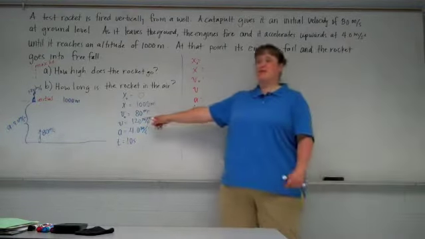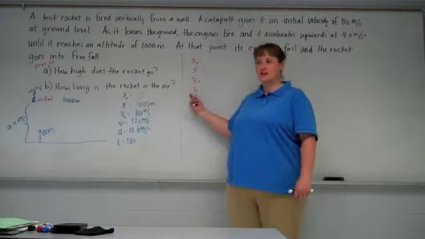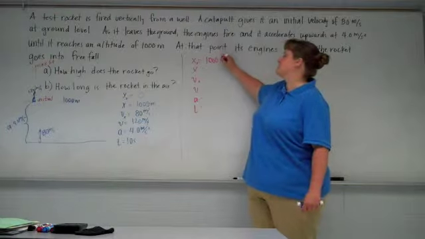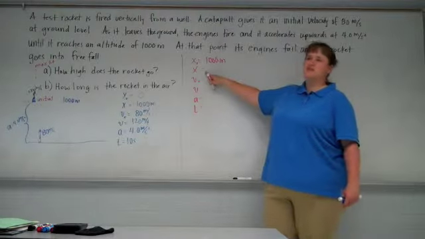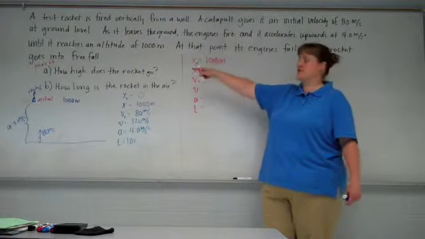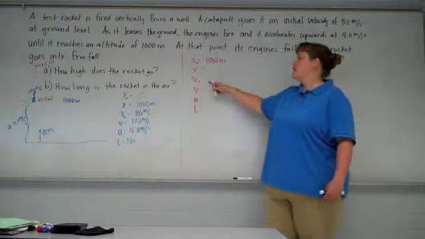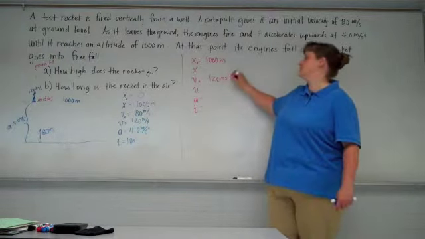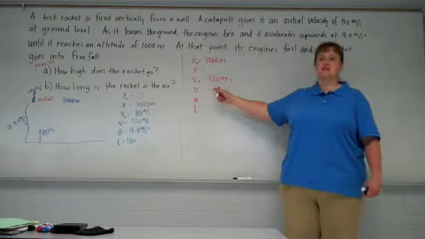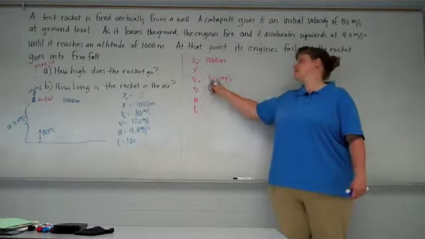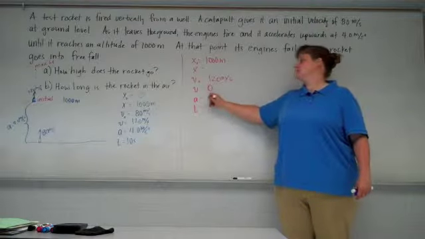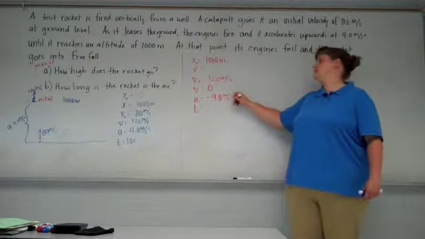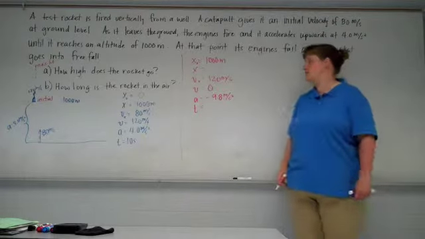What was final before is initial now. So our initial position is 1,000 meters. Our final position, well, that's the first question, how high does it go? Our initial velocity is 120 meters per second. Our final velocity, 0, fabulous. Our acceleration, negative 9.8 meters per second squared. It's only under the influence of gravity now.